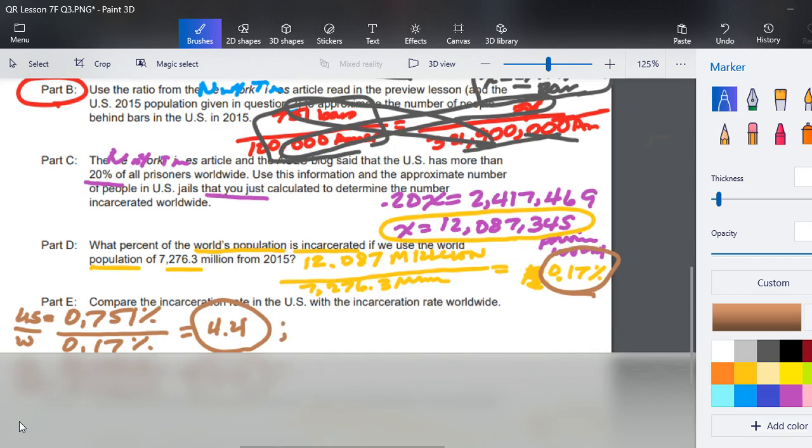Another way to look at this is to take our percentage, .751, and then subtract the world's incarceration rate. Grab a calculator, 0.751 minus 0.13, and then we can say something like the incarceration rate for the United States is about 62 hundredths percentage points more than the world's incarceration rate.